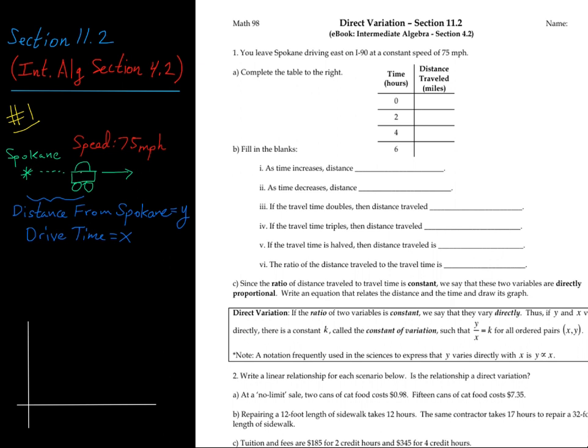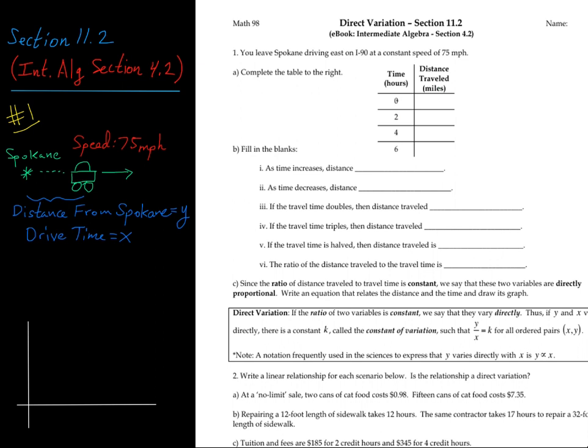We have our car, which I guess looks a little bit more like a baby carriage, but I think you get the idea. Heading east on I-90 from Spokane, I'm going to call the distance from Spokane y and our drive time x. For part A, we're asked to complete this table over here.